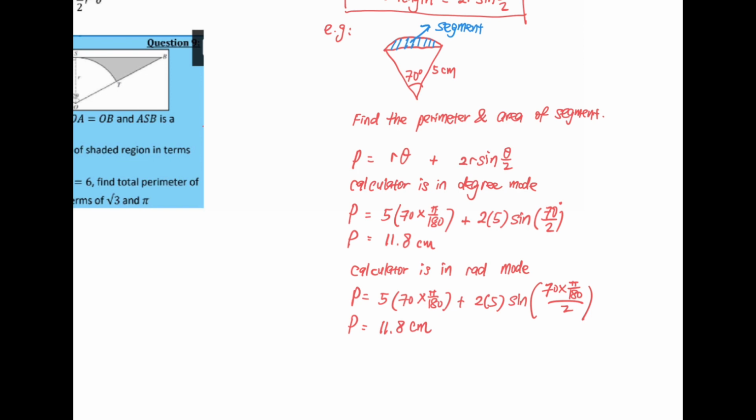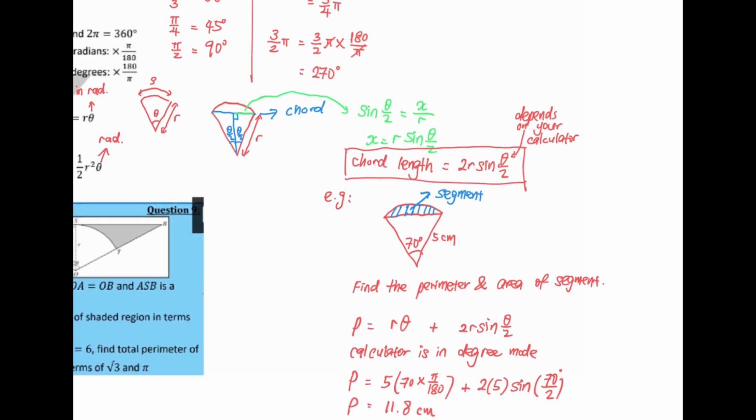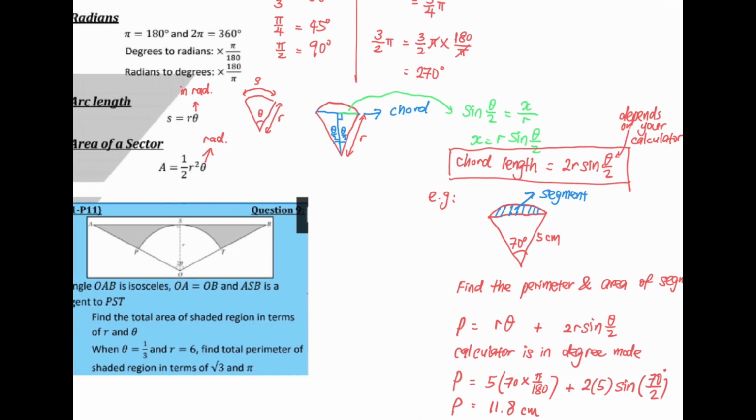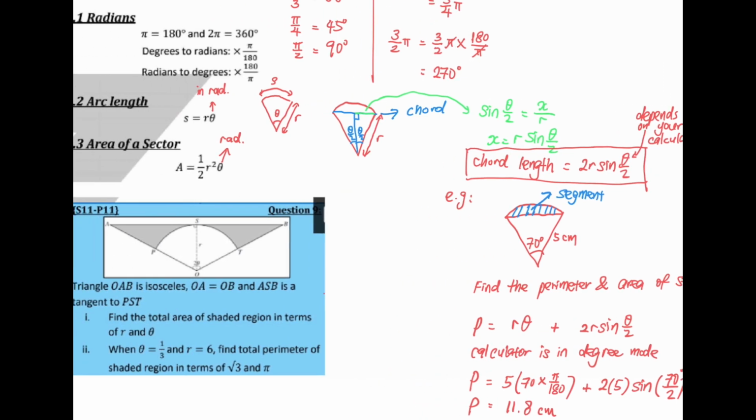To find the area of the segment, what we need to know is, we already learned the area of sector, so if you look at this diagram, the area of sector is the whole sector like that. Okay, so you need to minus the area of triangle. To find out the area of triangle, of course we have the formula that we learned last time.